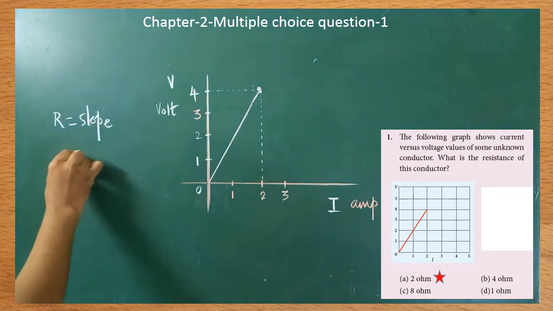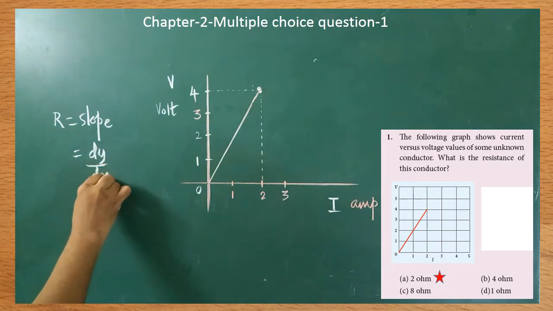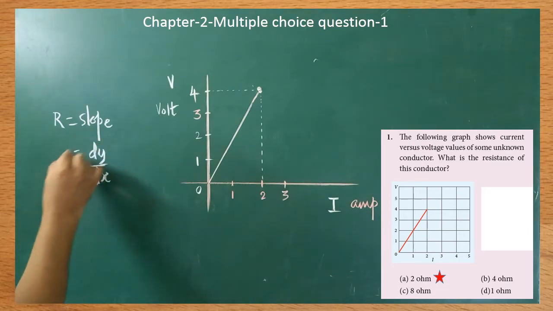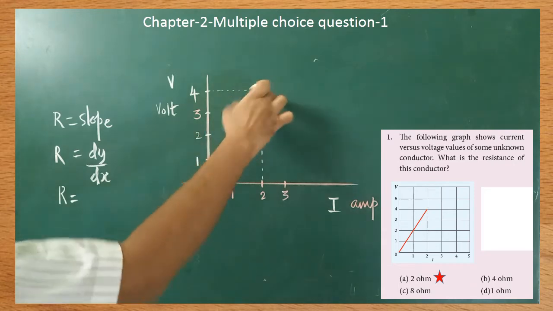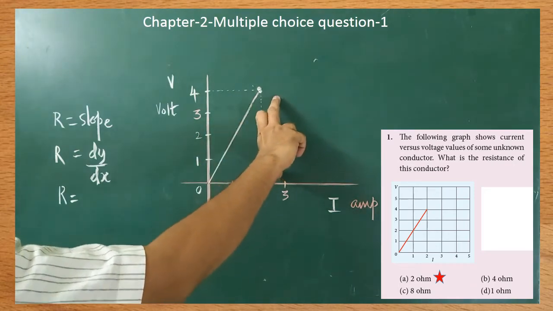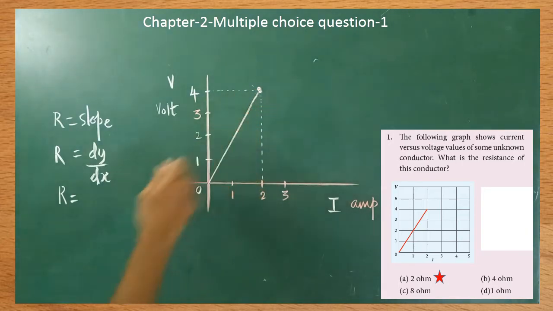Are you clear? So what is the general formula for slope? dy by dx is the formula to calculate the slope value. Are you clear? From the slope you are able to get the R value. R is equal to the difference in y. The difference in y part is here. This is nothing but the difference in y. Therefrom you will get V.